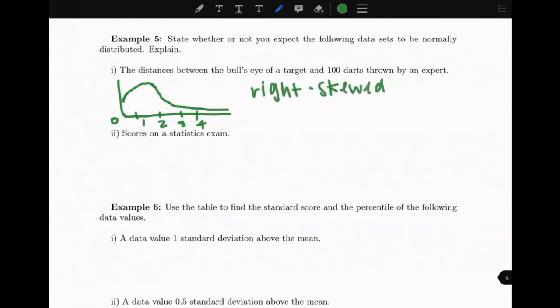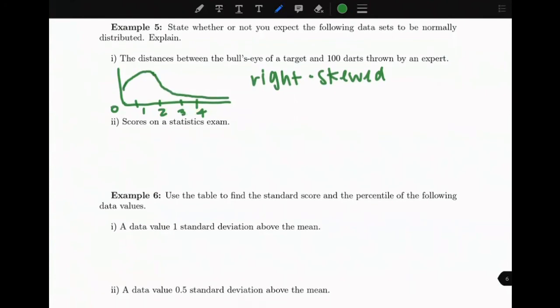Next, scores on an exam. We weren't given that the exam was easy or difficult, so we can assume that it was a moderate exam. And generally, test scores tend to have a bell curve shape.